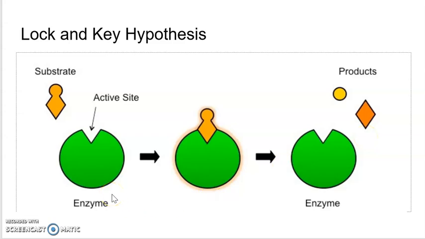So the lock and key hypothesis means that the active site of the enzyme is complementary to the shape of the substrate. That allows us to form an enzyme substrate complex, and the enzyme substrate complex lowers the activation energy. That allows the enzyme then to produce 2 products and it remains unchanged at the end.